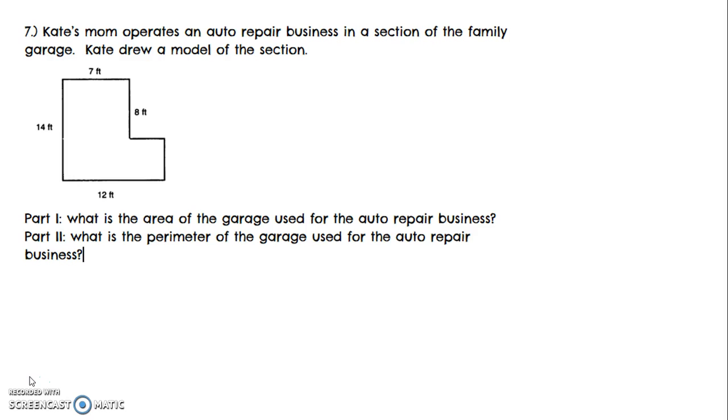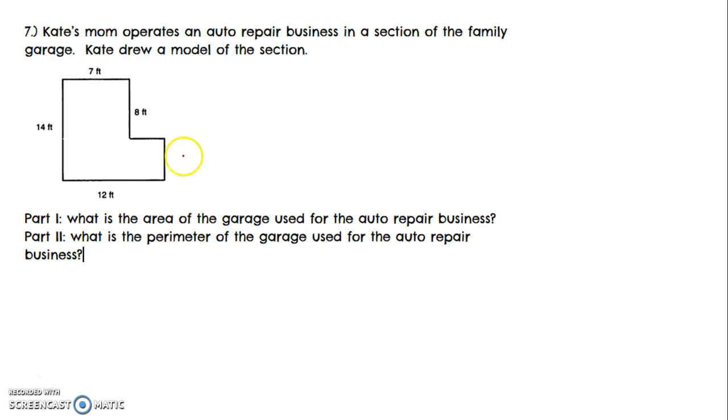Kate's mom operates an auto repair business in a section of the family garage. Kate drew a model of the section. So she drew a model of where the auto repair business is in the garage. Part A, what is the area of the garage used for the auto repair business? And part B, what is the perimeter of the garage used for the auto repair business?